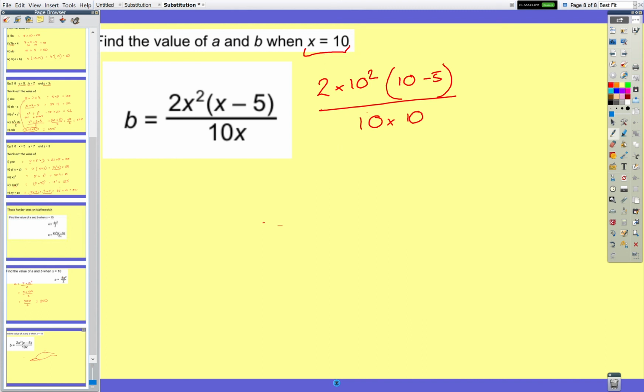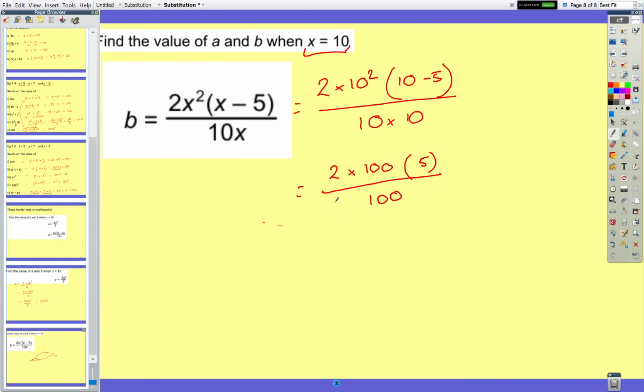Now let's start working things out. Here we've got 10 squared first, so we've got 2 lots of 100. And if you want to, we can work out a bracket as well, why not? So we've got 10 take away 5, which equals 5, all over 10 times 10, which gives me 100. So we've tidied it up quite significantly there, quite quickly.